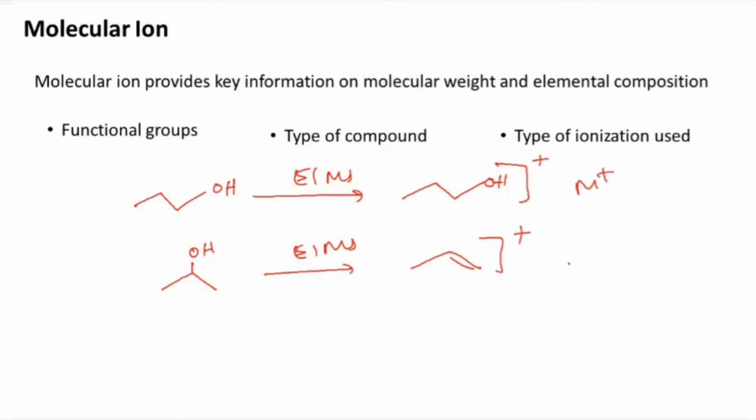This is M plus, but here M minus 18 plus will come. What is the reason? Because secondary alcohols are thermally not very stable. So when we use 70 electron volts in EIMS, definitely the compound is going to be dehydrated very easily, and thereby the M minus 18 peak will come.